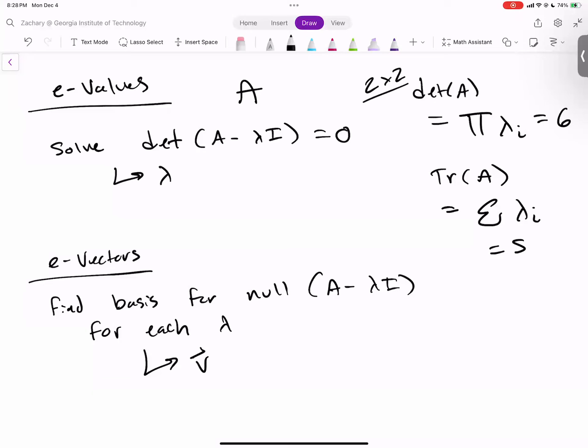We know they have to multiply to 6 if I tell you that. And we know they have to add to 5 as well. And you can just intuitively pull from that, oh, 3 and 2 multiply to 6 and add to 5. Those are my eigenvalues. You can just be done. You don't have to do any matrix math. Well, you have to do a determinant, but that's just algebra.